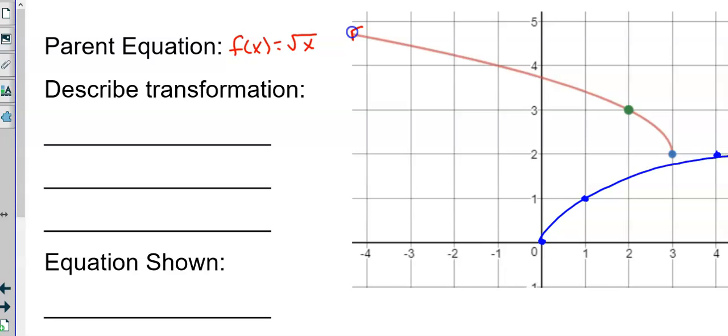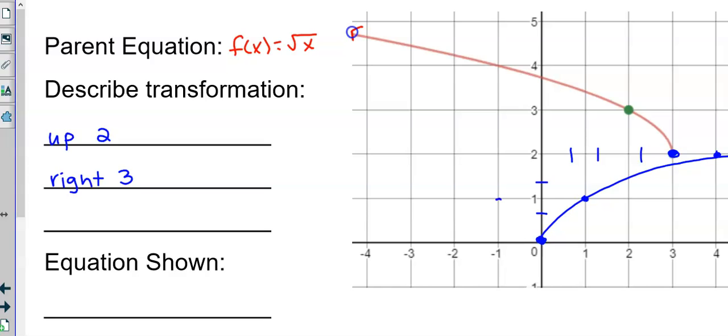So the first thing I would do is look at where the starting point began, and where it is in our new one. It looks like we went up 2 and right 3. And then what else happened? Well, it used to be pointing to the right, and now it looks like we got flipped over and we're now pointing to the left.